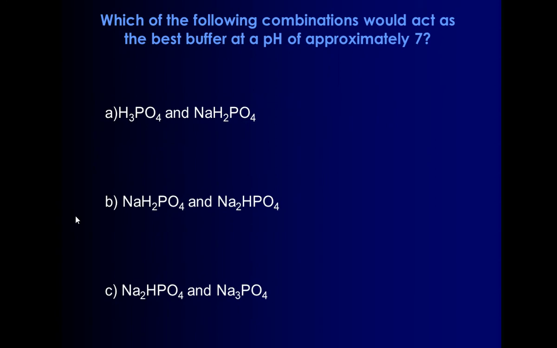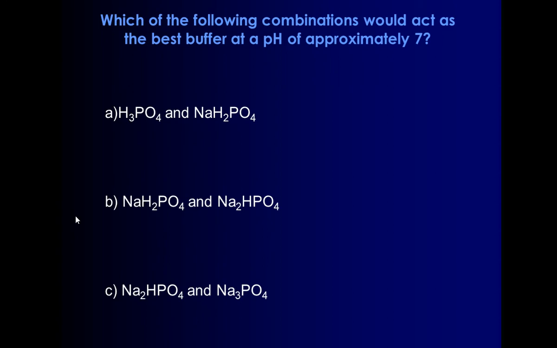So these are three different examples of buffers involving phosphate. We've got H3PO4 and NaH2PO4, NaH2PO4 and Na2HPO4, and Na2HPO4 and Na3PO4. Now, the sodium ions again are just present because these are coming from salts. So we're going to be focusing on the fact that H2PO4 minus is the conjugate base of H3PO4, that HPO4 minus 2 is the conjugate base of H2PO4 minus, and that PO4 minus 3 is the conjugate base of HPO4 minus 2.